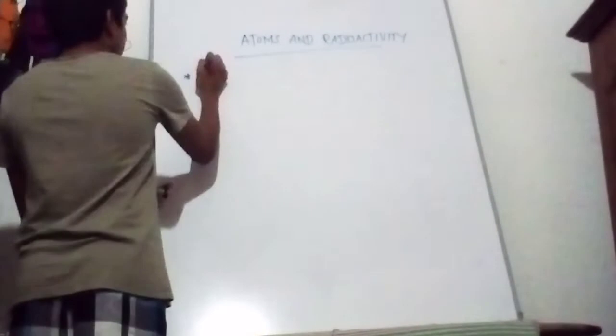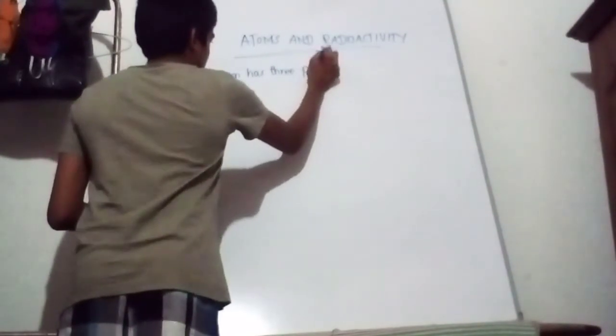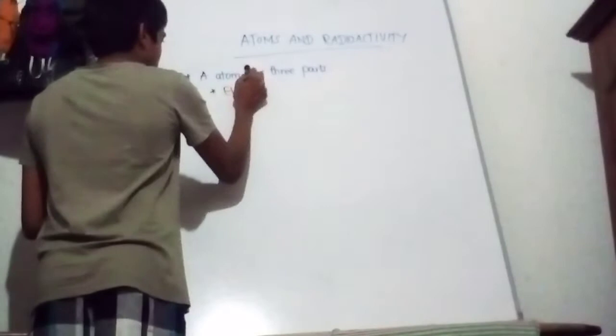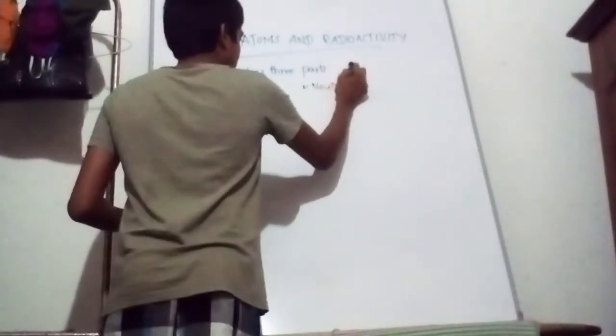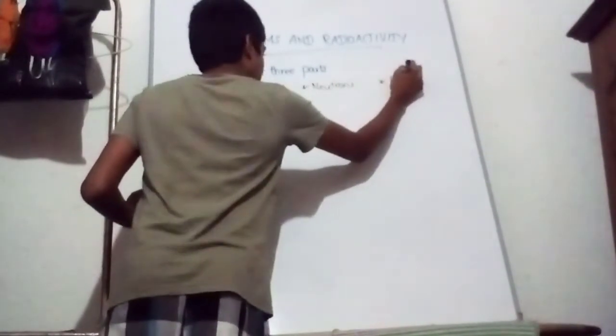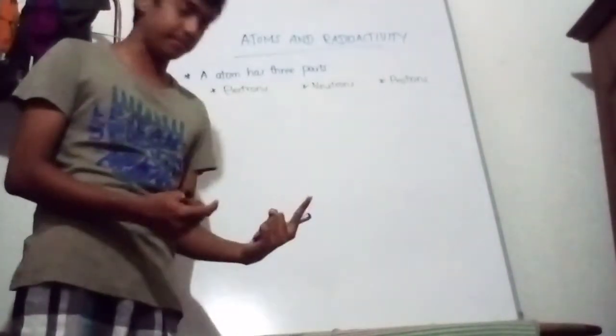If we take an atom, an atom has three parts. Those three parts: electrons, neutrons, and protons. So these three are the three parts of one atom.